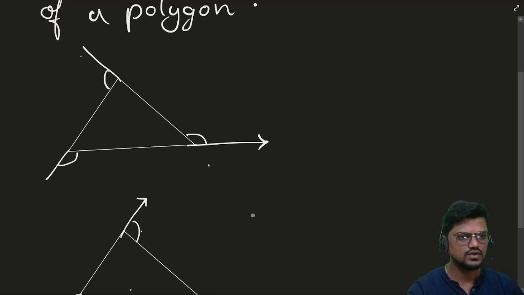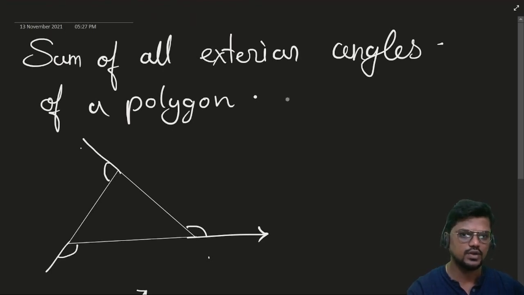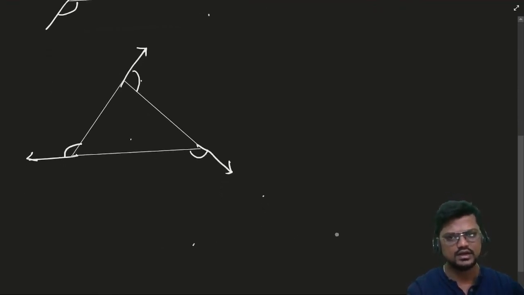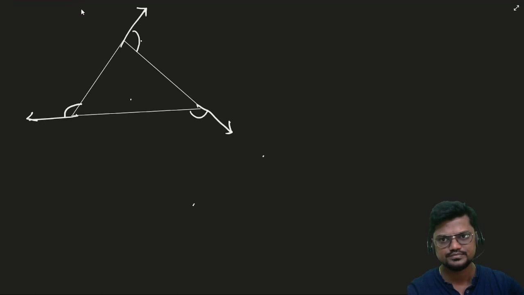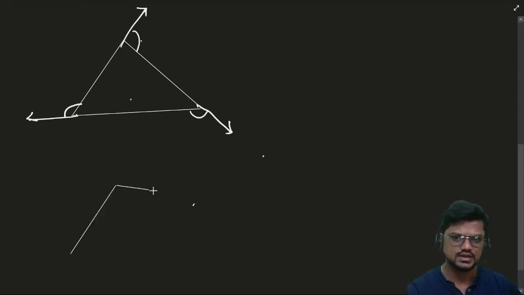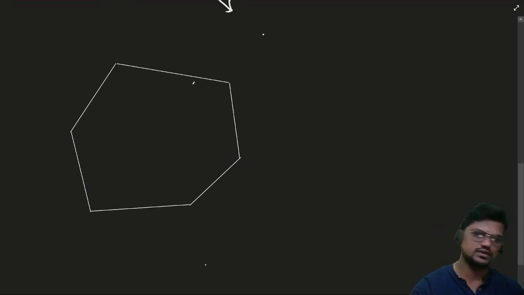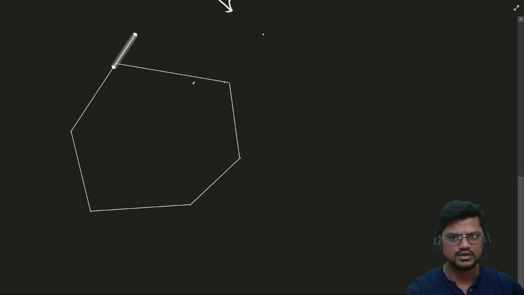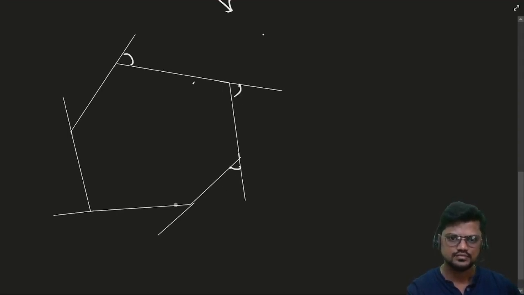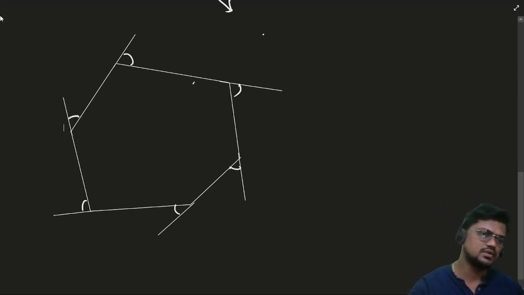The sum of all exterior angles will always be equal to 360 degrees. The sum of all exterior angles of a polygon equals how much? 360 degrees always. Not only for a triangle, you can take any kind of polygon. Suppose I take this kind of figure, this quadrilateral. What will I do to get the exterior angles? Extend all of them either clockwise or anti-clockwise. Now if you add all the exterior angles, again that will be equal to 360 degrees for any quadrilateral, for any polygon.